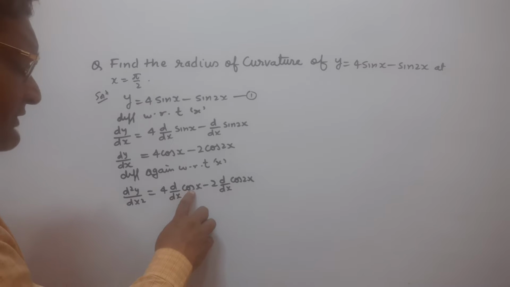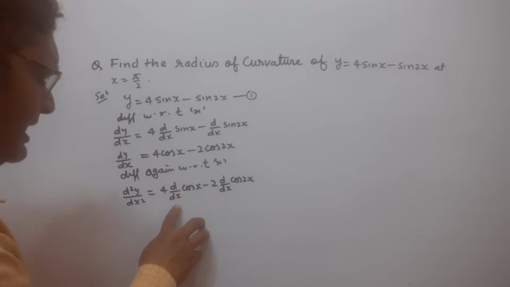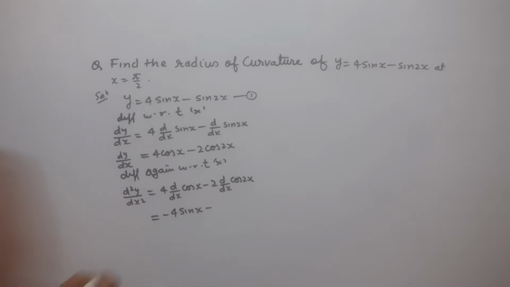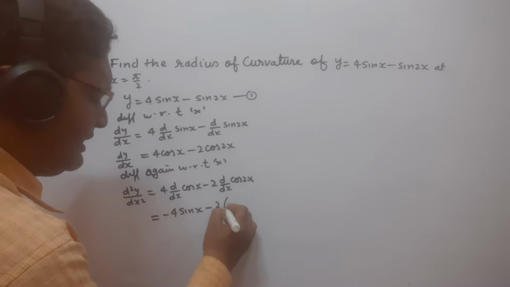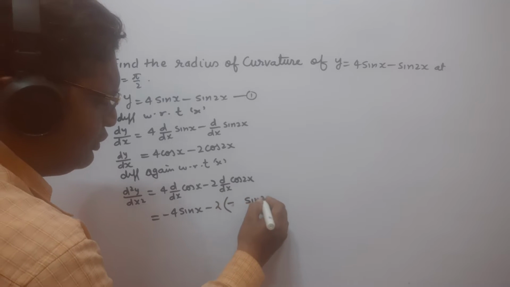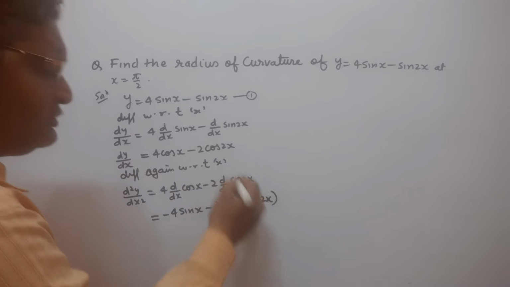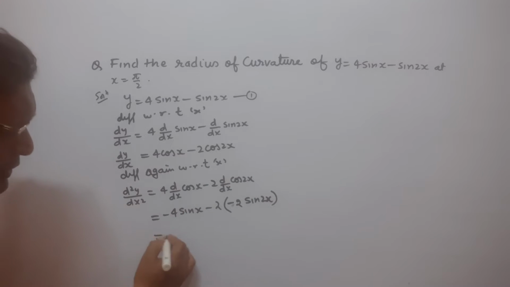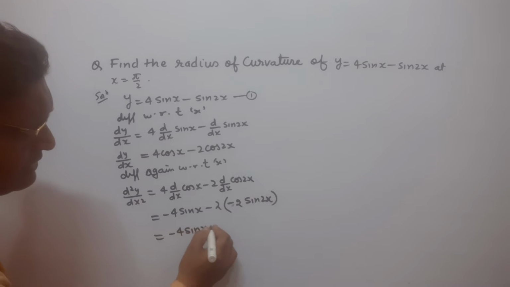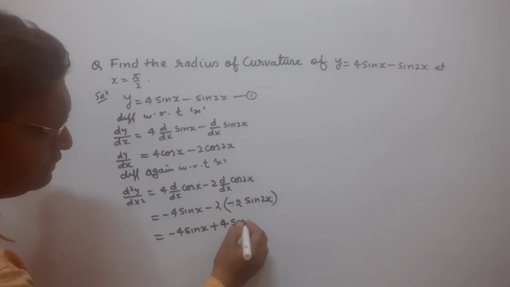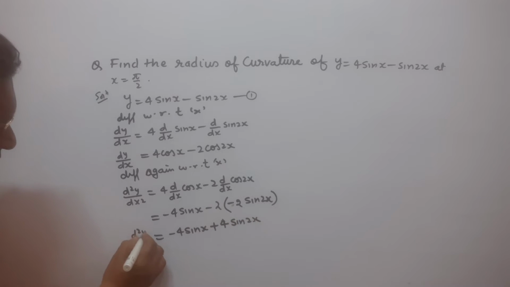Now differentiation of cos x with respect to x is minus sin x, so this is minus 4 sin x here, and differentiation of cos 2x we get minus sin 2x, and when we differentiate 2x, 2 is constant, and differentiation of x with respect to x is 1, so this is minus 4 sin x, and minus minus multiply gives plus, so 2 into 2 is 4 sin 2x. So this is the value of d2y by dx2.